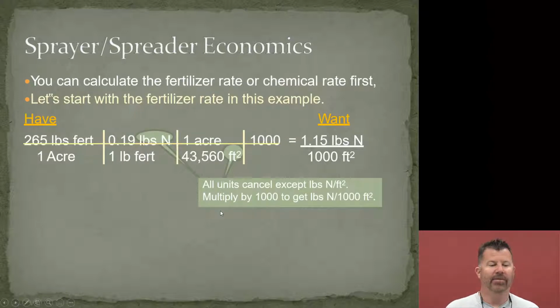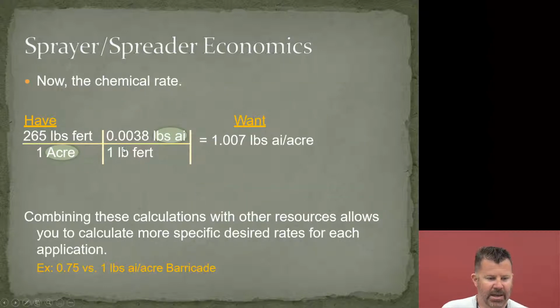Let's look at it. Let's start with the fertilizer rate in this example, because we have 265 pounds of fertilizer per acre. We know that there's 0.19 pounds of nitrogen in 1 pound of fertilizer. We know that an acre is 43,560 square feet, and we're multiplying it by our 1,000 to get the pounds of nitrogen per 1,000 square feet. So 1.15 pounds of nitrogen per 1,000 square feet. That's how we got our fertilizer rate.